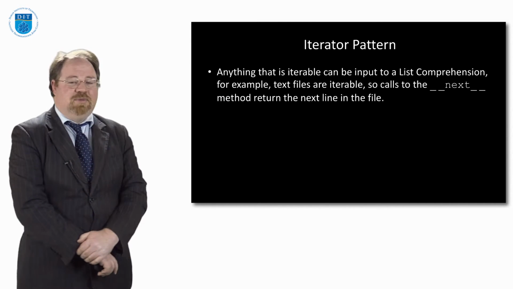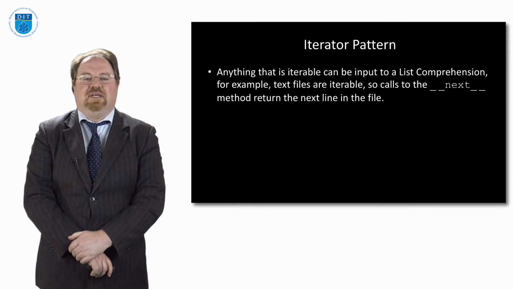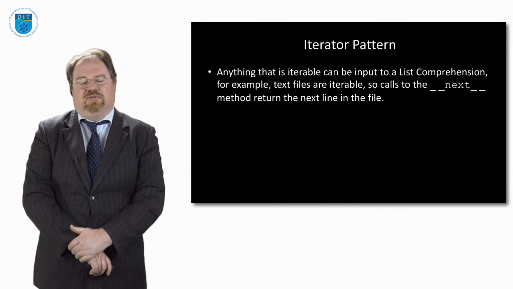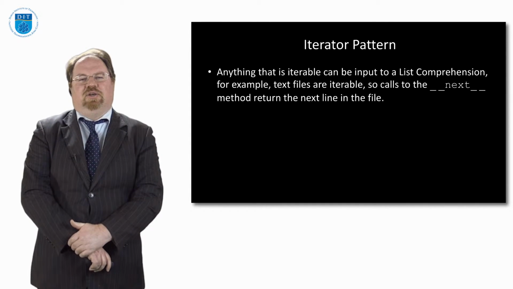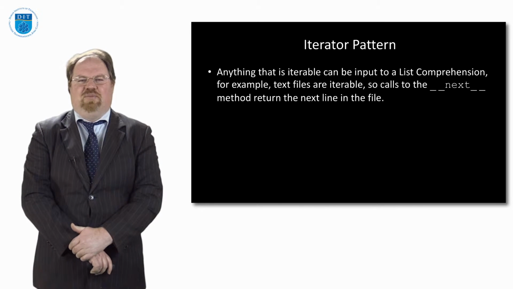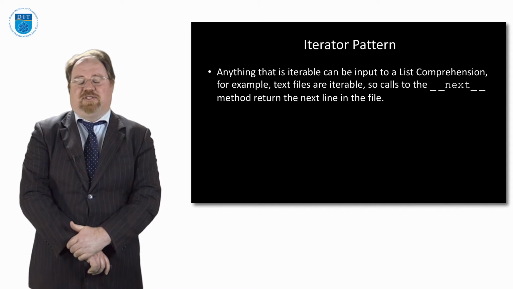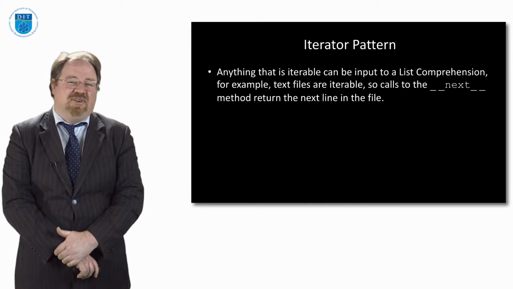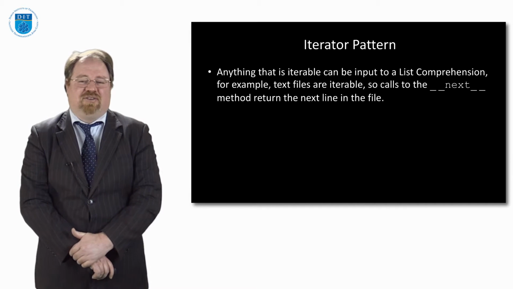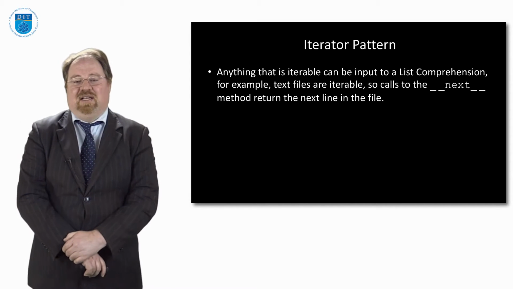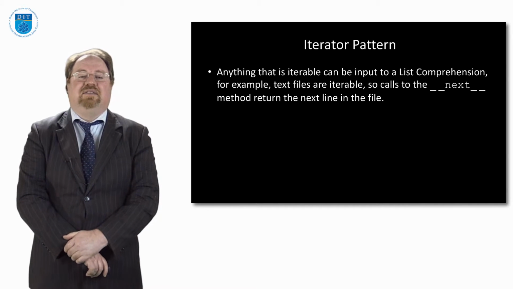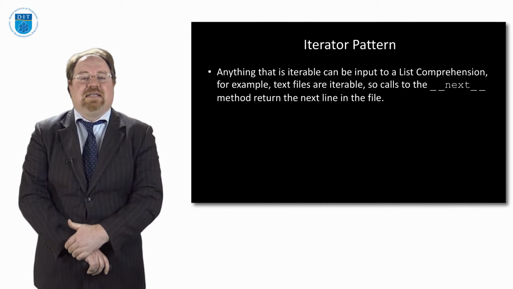And list comprehensions can be used on anything that is iterable. So for example, text files are stored essentially one line at a time. At the end of each line there's a special character called a carriage return. We use the \n to represent the carriage return. So if I open a file and I say next, it'll give me the first line. Then if I say next again, it'll give me the next line, the next line, and so on.